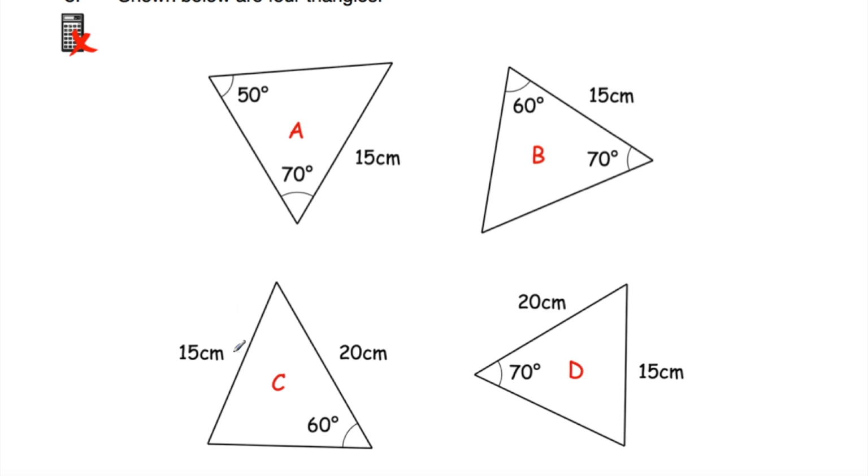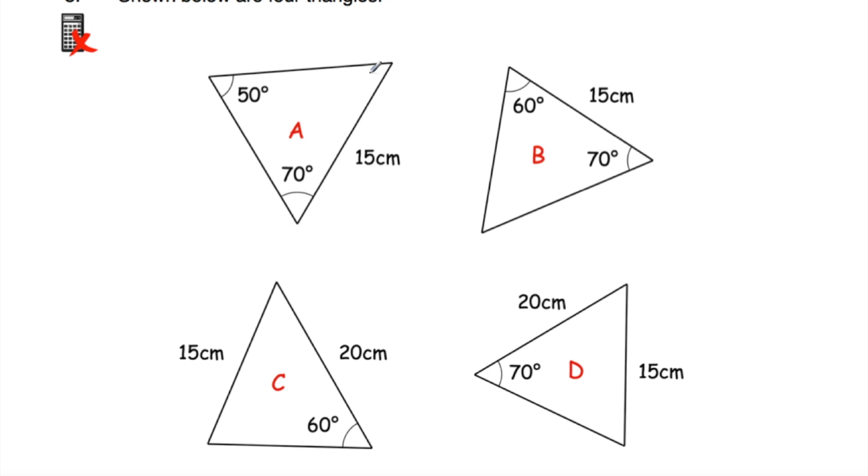Okay, so if we have a look at them, we've got 15 and 20. 15 and 20, that's a 70-degree angle opposite the 15. That's a 60-degree angle opposite the 15. So I'm not sort of spotting that they're congruent to each other. Here we've got 50 degrees in the 15, so it might not be congruent to the others.